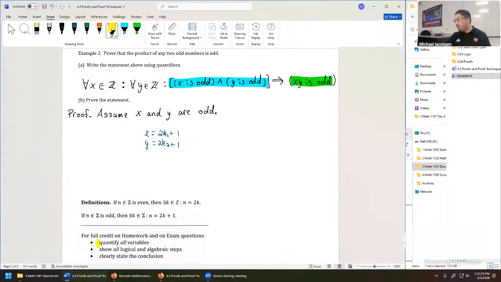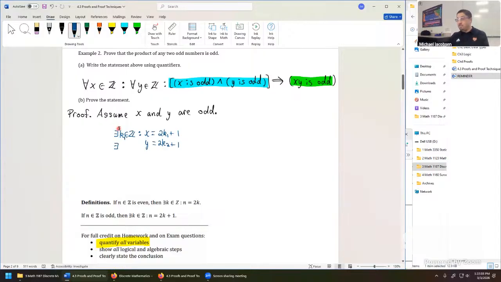Once again, we must quantify all variables that we define. We said what x and y are. We said they're odd, so that implies we're talking about integers. That's where even and odd come from. We're dealing with integers. But we also declared new variables k1 and k2. We have to say what exactly those are. So going back to the definition for odd, right over here, we needed to put at the front, there exists k1 in Z. That's a subscript 1 there, I forgot.